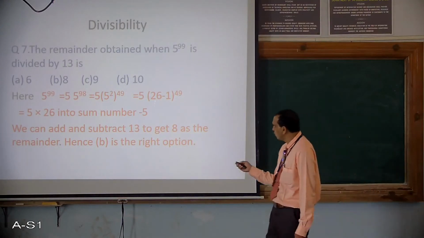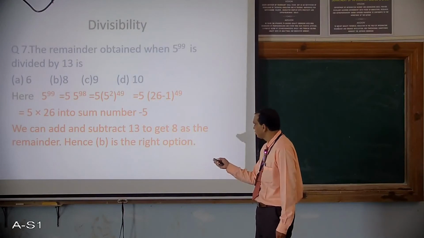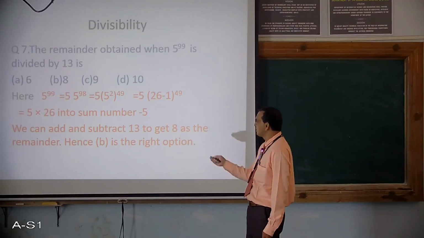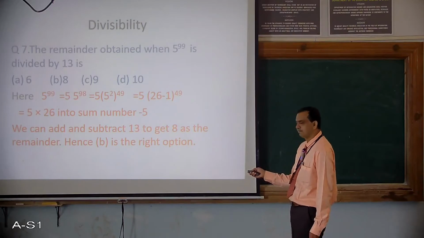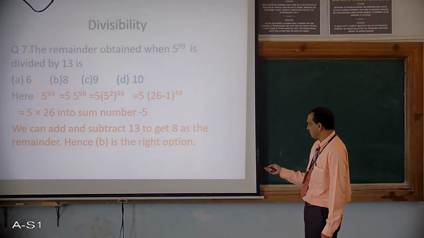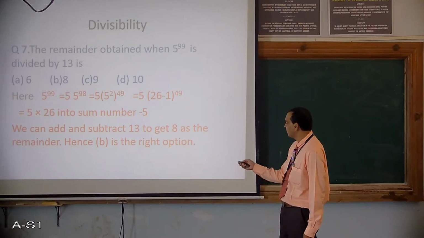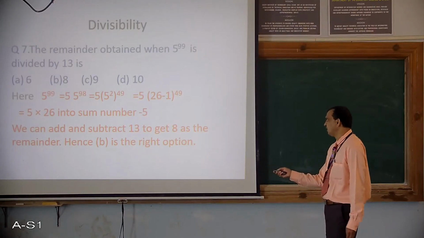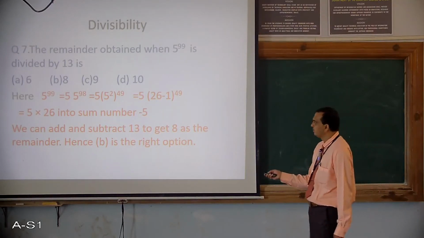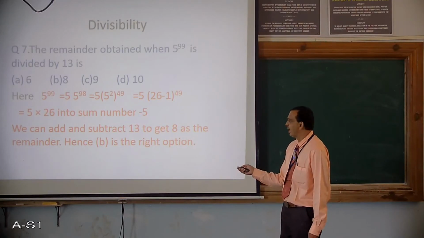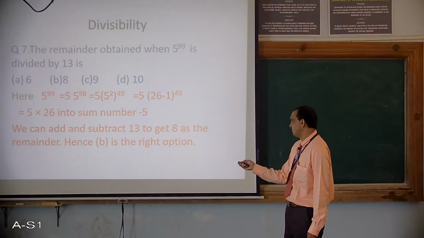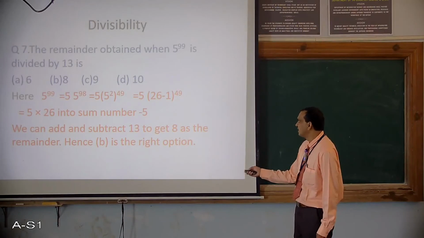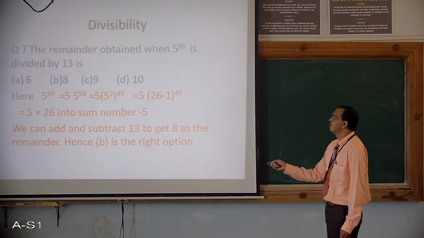Now what happens when you do so? See, this minus 1 to the power 49 becomes minus 1. Minus 1 into 5 is minus 5. Minus 5 remains. Because it is negative and we cannot say 13 divides minus 5, just add and subtract 13. So 13 minus 5 is 8, and we get 8 as the remainder. Why 13? Because we are finding the divisibility by 13. That's why we have to add and subtract. So you get minus 5 as minus 5 minus 8 plus 13. Hence, we get 8 as the remainder. Hence, B is the right option.